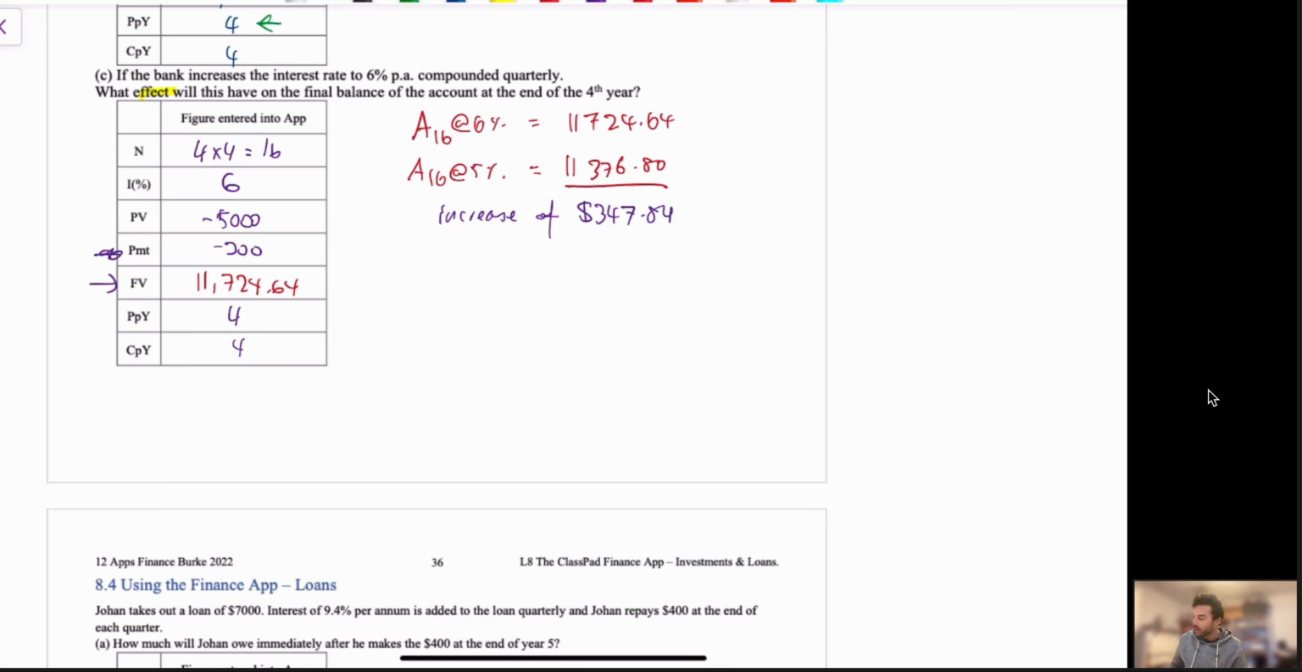Okay, now hopefully that video was useful. In the next lesson, we're going to be looking at using the finance app for some investments and then some loans. Thanks.